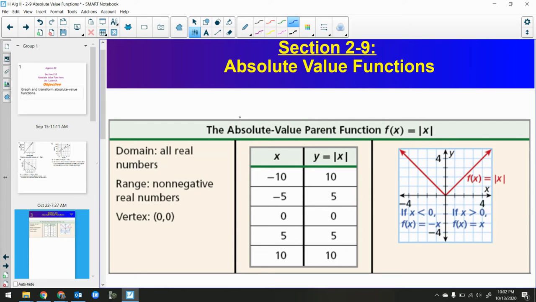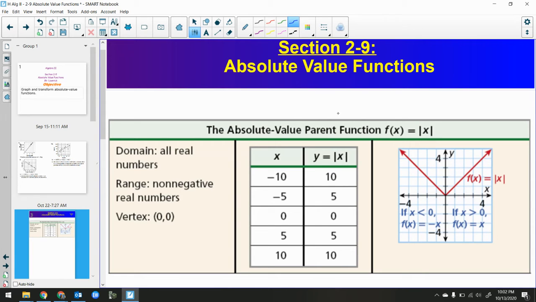The domain of any absolute value parent or any absolute value function is all real numbers. I can plug in anything I want into there without restriction, right? I could plug in all negatives, all positives, anything I really wanted to. So the domain is always all real numbers.